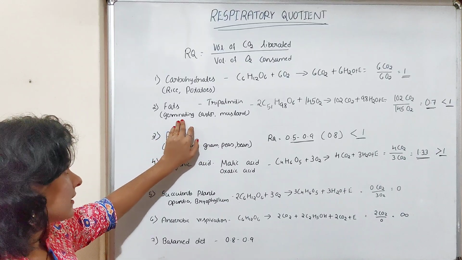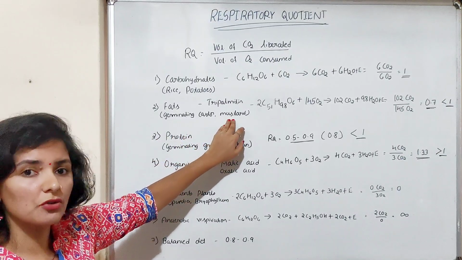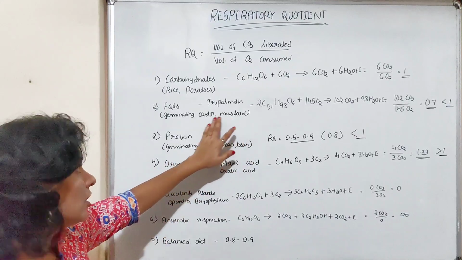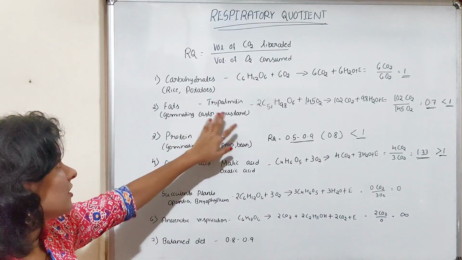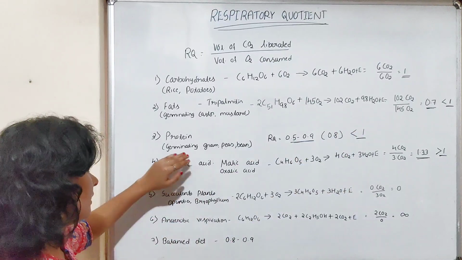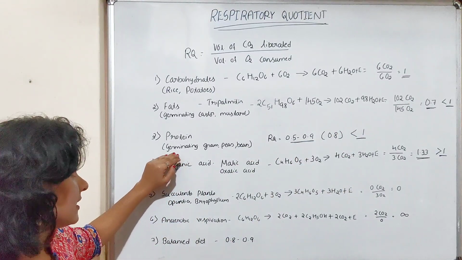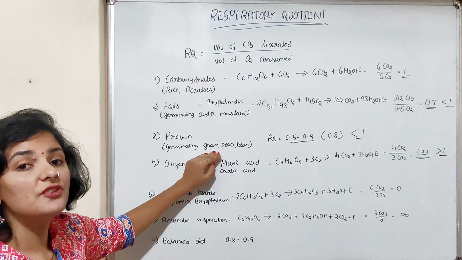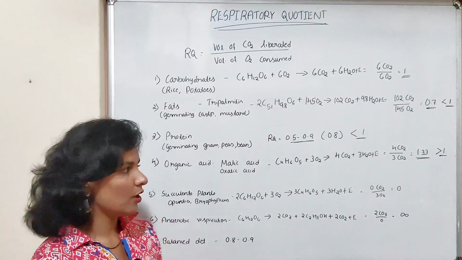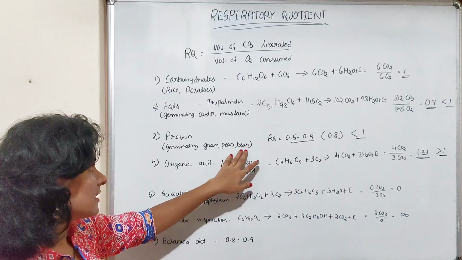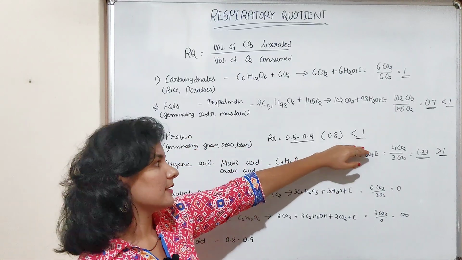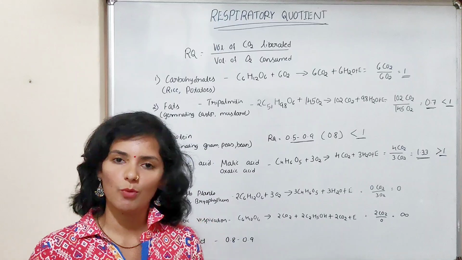If the question asks like this, germinating castor and mustard, if you consume germinating castor and mustard, what is the RQ value? Germinating castor and mustard are rich in fat. So the RQ value will be 0.7, or less than 1. Next, questions can be asked like this: if you consume germinating grams, germinating peas, germinating beans, what is the RQ value? These germinating grams, peas and beans are rich in protein. So the RQ value of that will be less than 1, which is approximately 0.8.